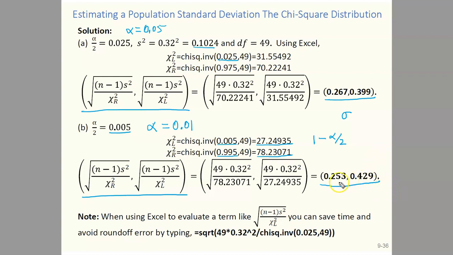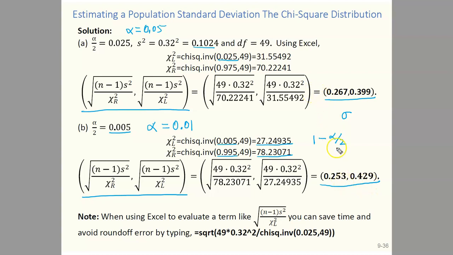Now notice, of course, this interval is wider than this interval, as we would expect. Note 0.253 is smaller than 0.267, and 0.429 is larger than 0.399. So this interval is wider, as we would expect a 99% confidence interval to be wider than a 95% confidence interval.